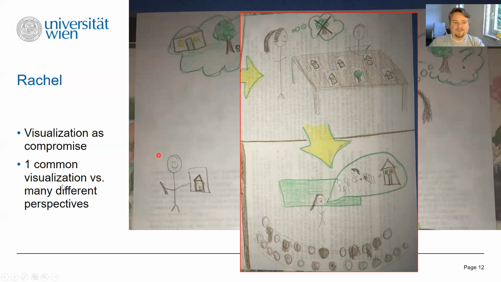visualization. And I thought that was a very interesting aspect, which the longer I did participatory methods in the past, the more I came to this point that this was one of the really big challenges of participatory research, that visualization is always a compromise, and you have this one common outcome, but during the sessions you had very different perspectives.